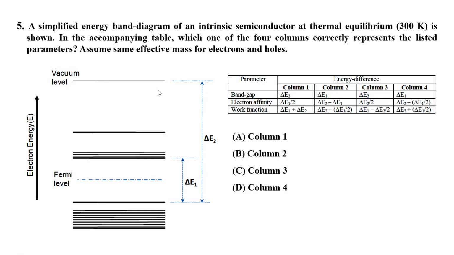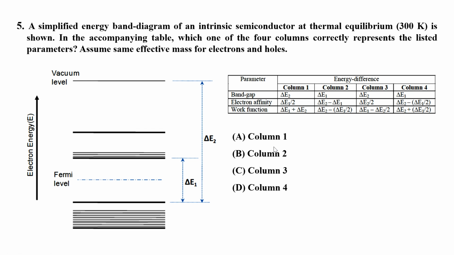This was already solved. A simplified energy band diagram of an intrinsic semiconductor at thermal equilibrium, that is 300 Kelvin, is shown. In the accompanying table, which one of the following four columns correctly represents the listed parameters? Assume the same effective mass for electrons and holes. There are different delta E1 and delta E2, and different combinations here. Out of these four options, which one gives the correct definitions?